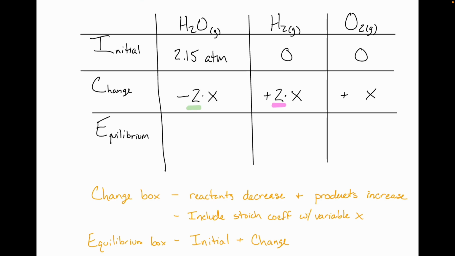Right, so for each one of these, in order to get that last row, I'm just going to sum up the first two rows. So in this case, it would be 2.15 minus 2x. This would be 0 plus 2x, or just 2x. And this would be 0 plus x, or just x.